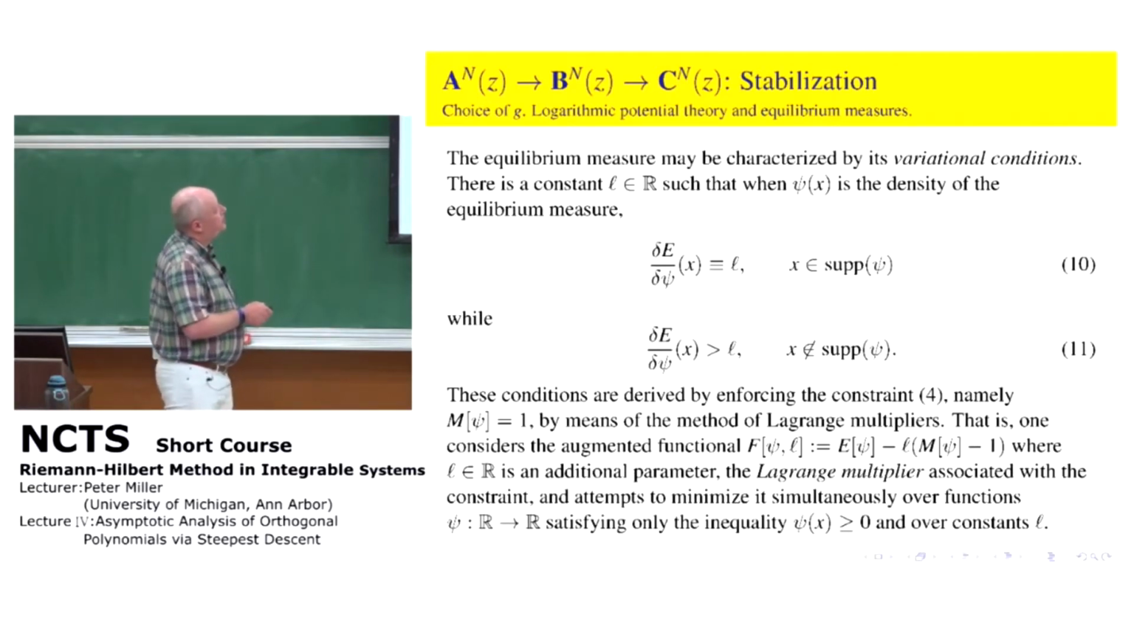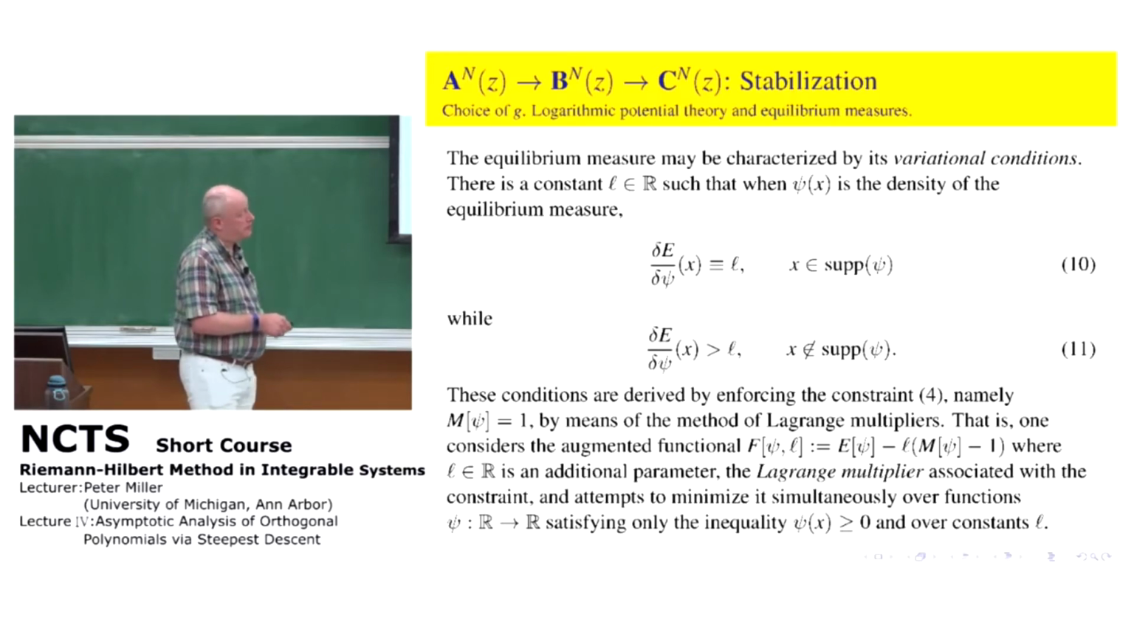That equilibrium measure, you can characterize it by some variational conditions. So there's a real constant L, so that when psi is the density of the equilibrium measure, we have in the support of psi that the variational derivative of the energy is exactly constant, this number L. Whereas outside the support, the variational derivative exceeds that constant L. And the way that you get these variational conditions is you enforce the constraint of unit mass on the function psi using Lagrange multipliers from calculus.